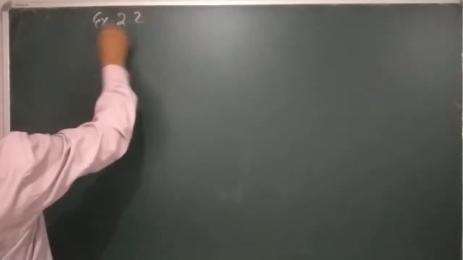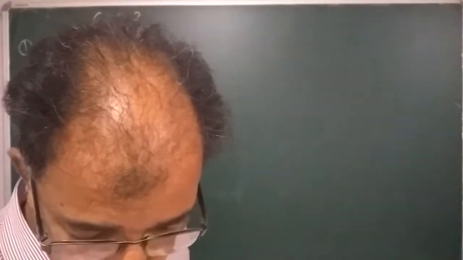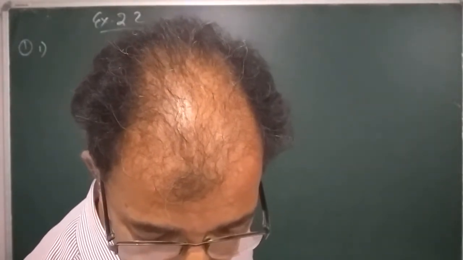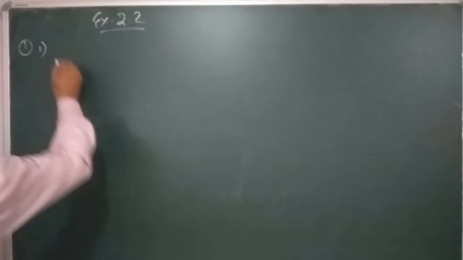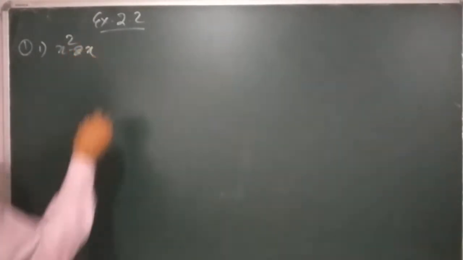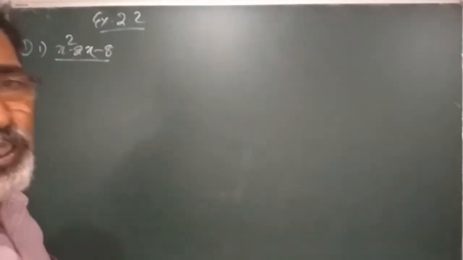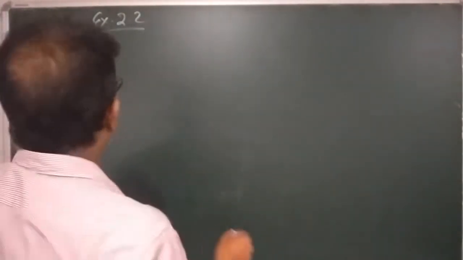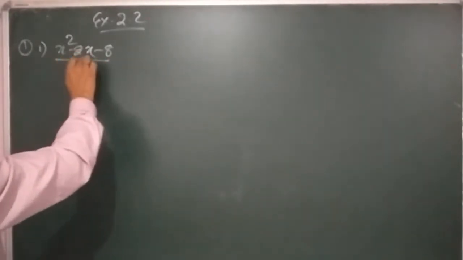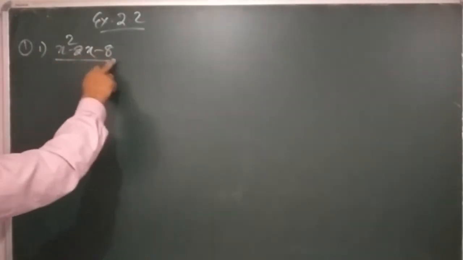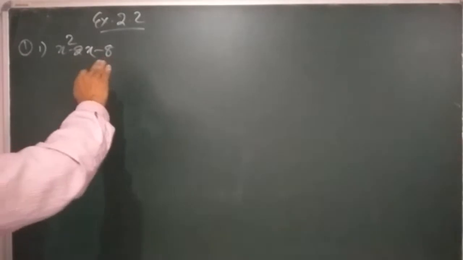Exercise 2.2, question number 1. Find the zeros of the following quadratic polynomials and verify the relationship between the zeros and the coefficients. Number 1, we have x square minus 2x minus 8. This is already in the form ax square plus bx plus c, where a equals 1, b equals minus 2 and c equals minus 8. We have to find the zeros of this polynomial.